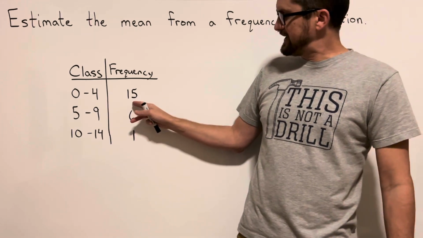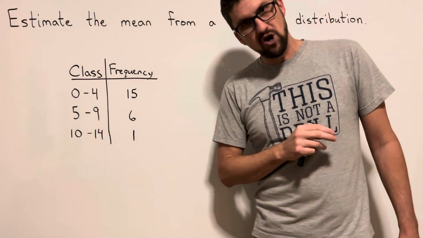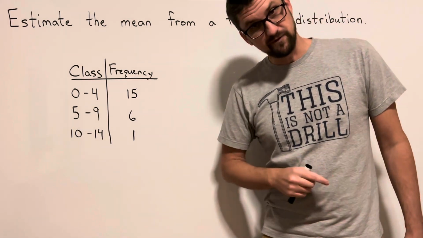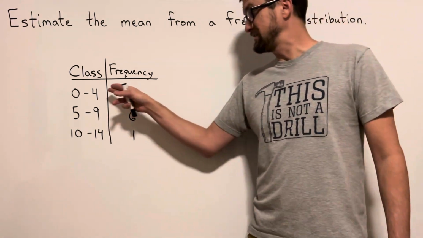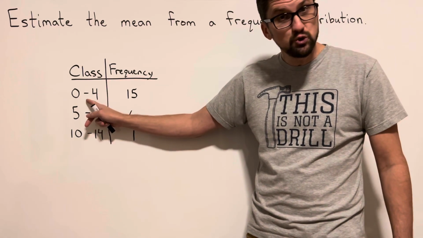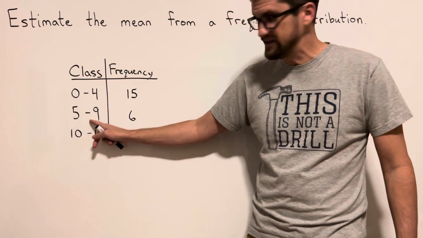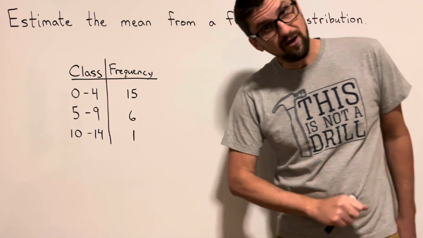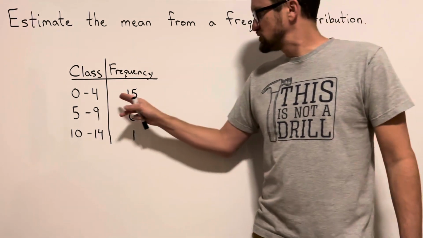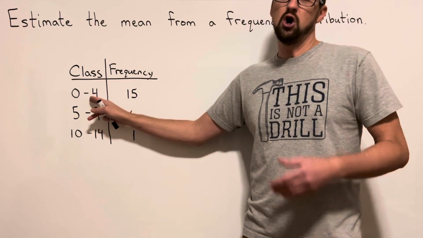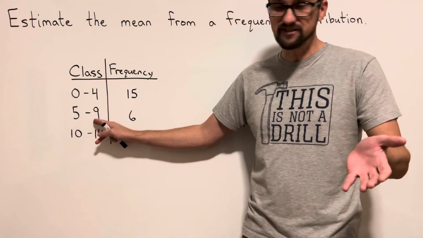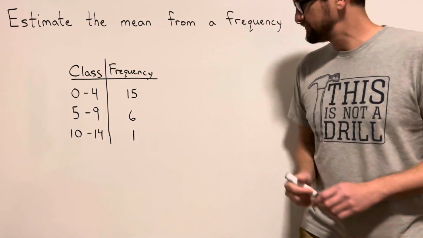Now I have 15 values between 0 and 4. I'm going to pick the best value to represent those 15 values. And what I'm going to do is use the midpoint of each class. The midpoint here is 2, the midpoint here is 7, and the midpoint here is 12. So I'm going to do my best guess by assuming that the 15 values are 15 2s. And then I have 6 7s, and then I have 1 12.